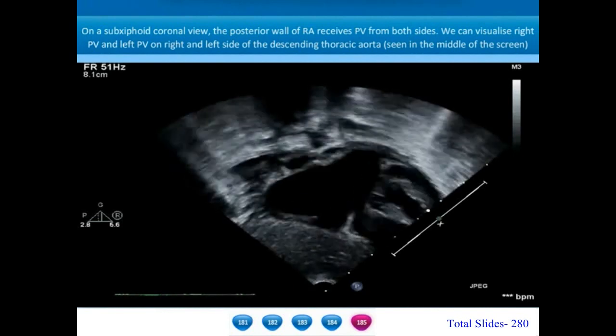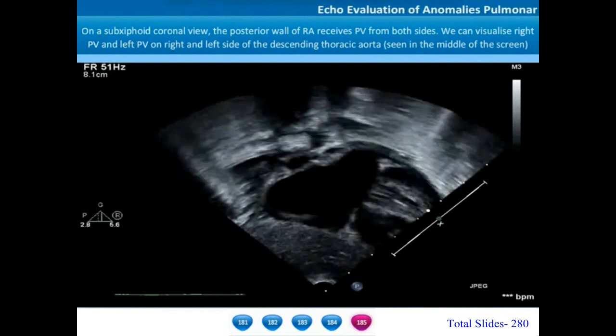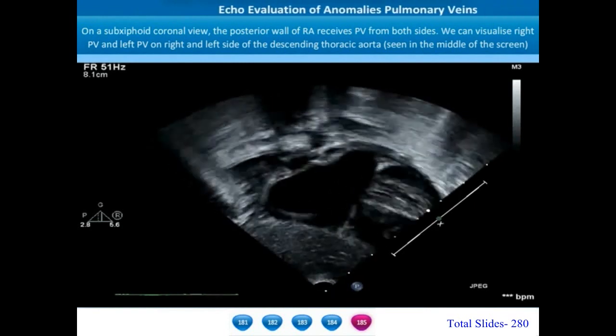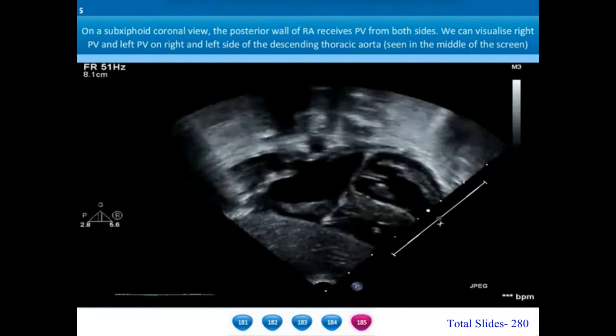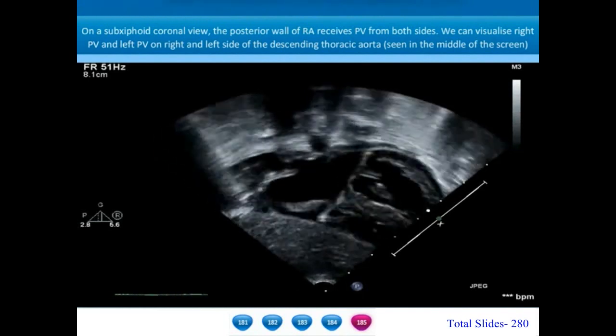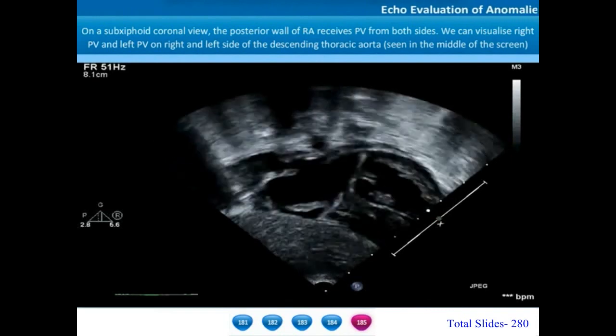This subxiphoid coronal view shows the drainage of both the right and the left pulmonary veins into the posterior wall of the dilated right atrium. Once again, we wish to reiterate that the descending thoracic aorta has to be identified between the right-sided pulmonary veins and the left-sided pulmonary veins. The descending thoracic aorta here is seen as a circular structure, the most posterior structure.